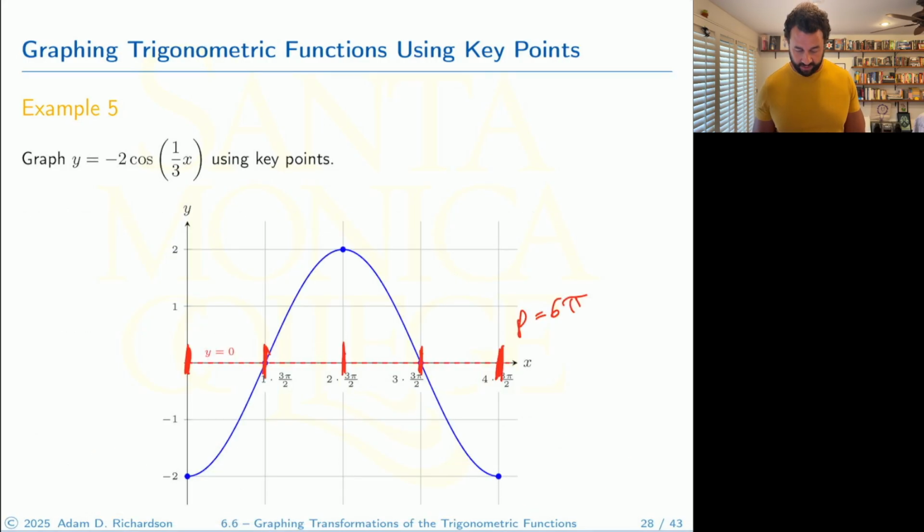So I'm going to write them all out. So 0 times 3 pi over 2, 1 times 3 pi over 2, 2 times 3 pi over 2, 3 times 3 pi over 2, 4 times 3 pi over 2. And then what's our amplitude? Our amplitude was 2, so we're going to move up 2 from that midline and down 2 from that midline, just like that. And then plot all the key points. 1, 2, 3, 4, 5, and connect them with a smooth curve, and that's it.